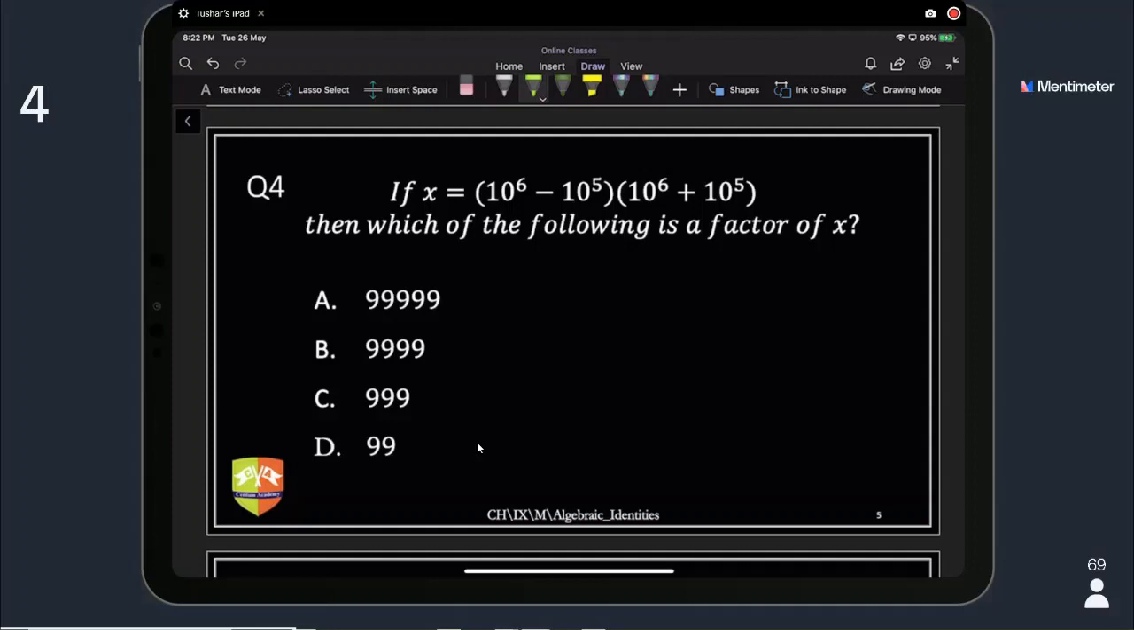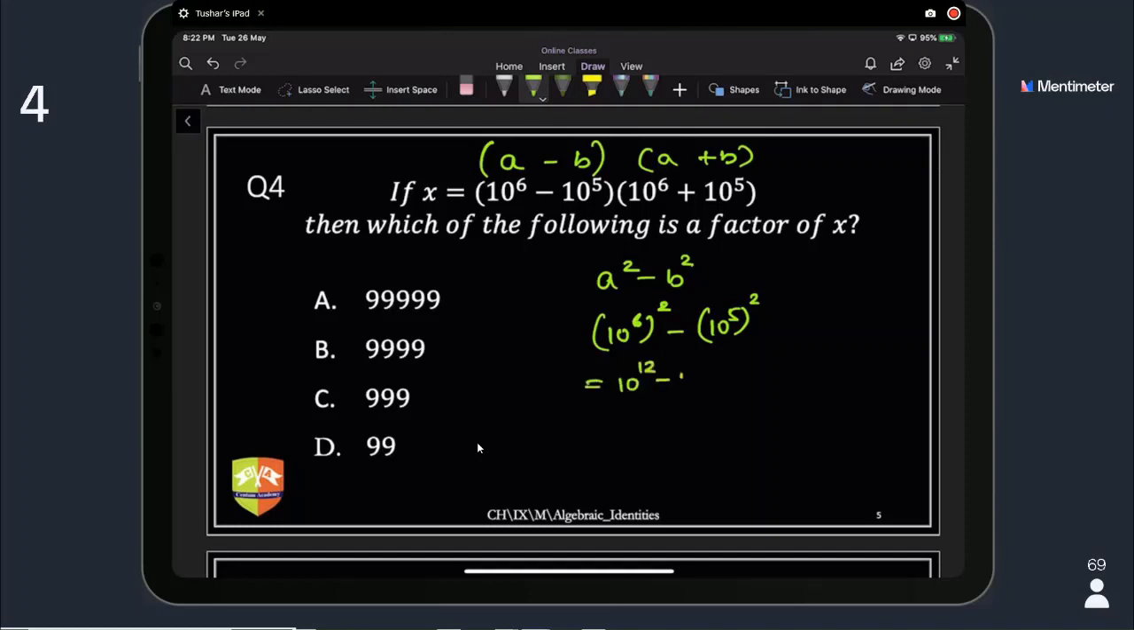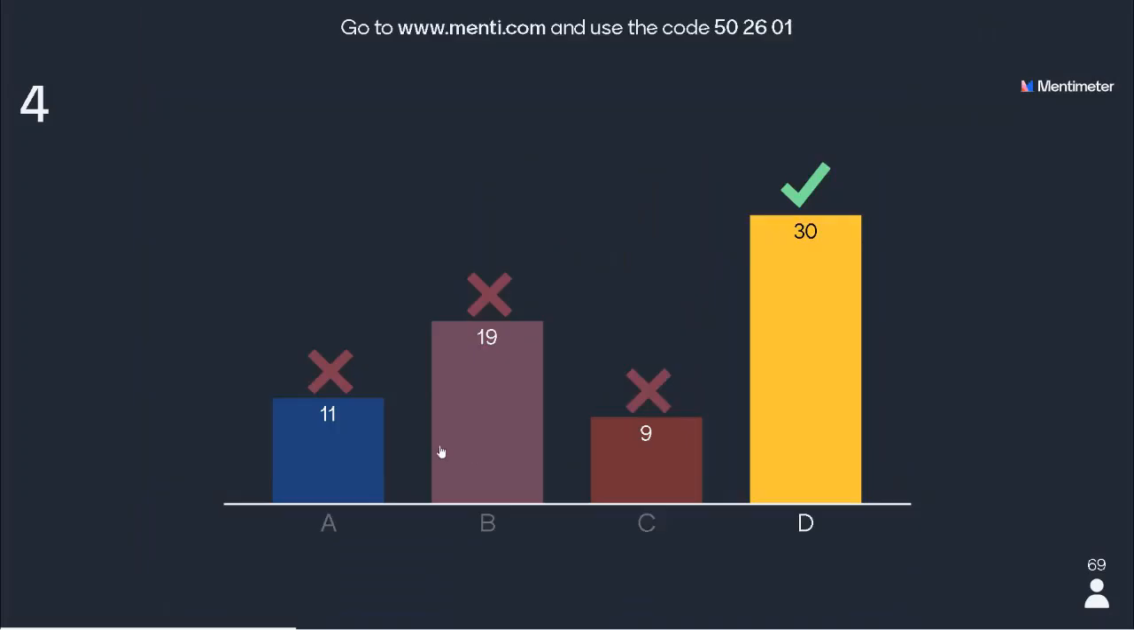Very, very simple question. Again, it is of the form of A minus B times A plus B. So what is it? A square minus B squared, right? Then it is 10 to the power 6 squared. Whatever you learned in the previous chapters should not be forgotten. So it is 10 to the power 12 minus 10 to the power 10. If you take 10 to the power 10 common, what is left? 10 square minus 1. Is this clear to everyone? So this one is 99 into 10 to the power 10. So what is the answer? 99. Okay, clear?